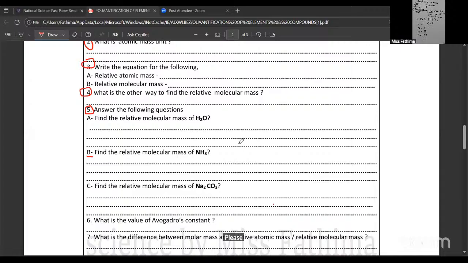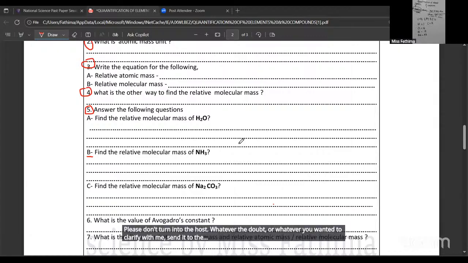Please don't send it to the host. Whatever the doubt or whatever you wanted to clarify with me, send it to the co-host.